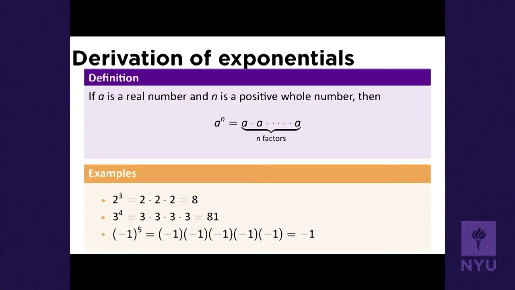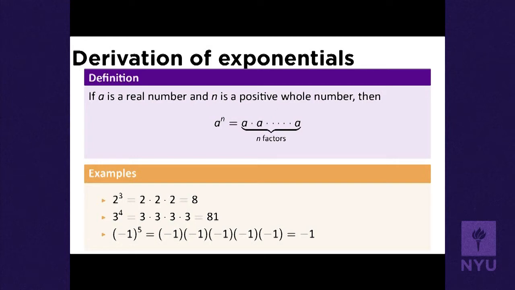So a to the third means write down 3 a's and multiply them together, right? Or 3 to the fourth means write down 4 3's, multiply them all together. Negative 1 to the fifth means write down 5 negative 1's, not negative 1 5's, 5 negative 1's, and multiply them all together. That would be a result of negative 1. Okay, so this idea about what exponentiation means is very intuitive, very concrete.